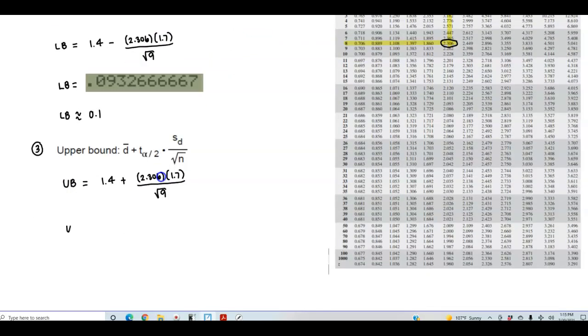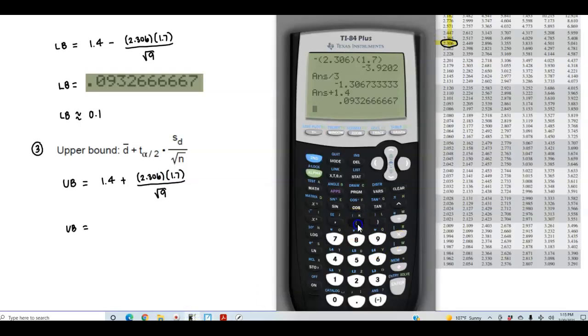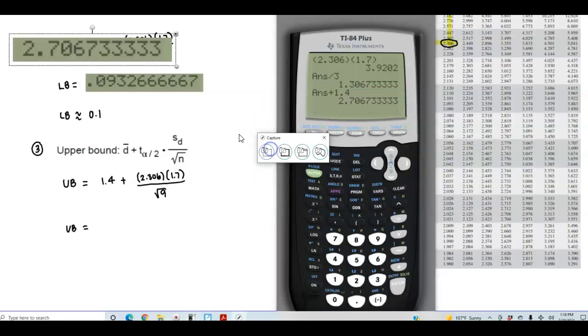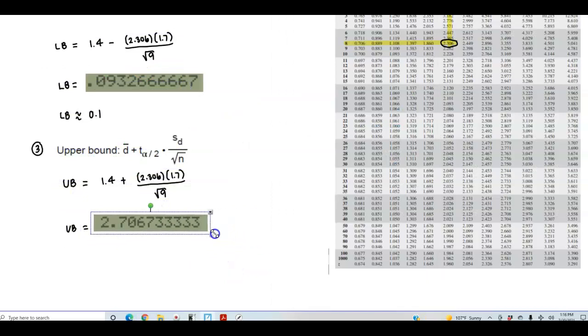So let's go ahead and determine the upper bound by using our calculator here. Again, we have 2.306, multiply that by the standard deviation of 1.7, and then we're going to divide that by the square root of 9, which is 3, and now we're going to add 1.4. So therefore there is our result. Now we're going to round this to one decimal place. So we end up getting 2.7.